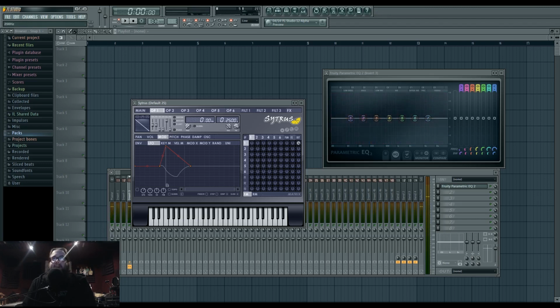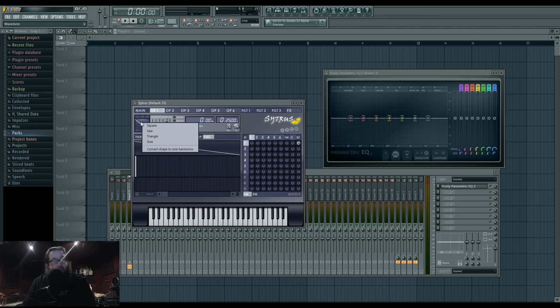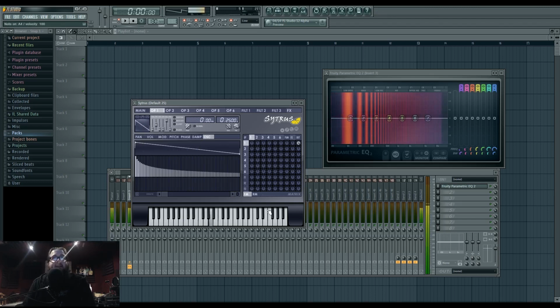Now you're thinking, okay, we're talking about Harmor, why am I in Sytrus? Well, you can actually do some of the same things in Sytrus because Sytrus has the oscillator harmonic tab, which is a little mini additive engine, which is kind of cool. If you have any kind of waveform in Sytrus, you can right click it and say convert to sine harmonics, and it makes a little additive version of the sound, much like it does in Harmor.